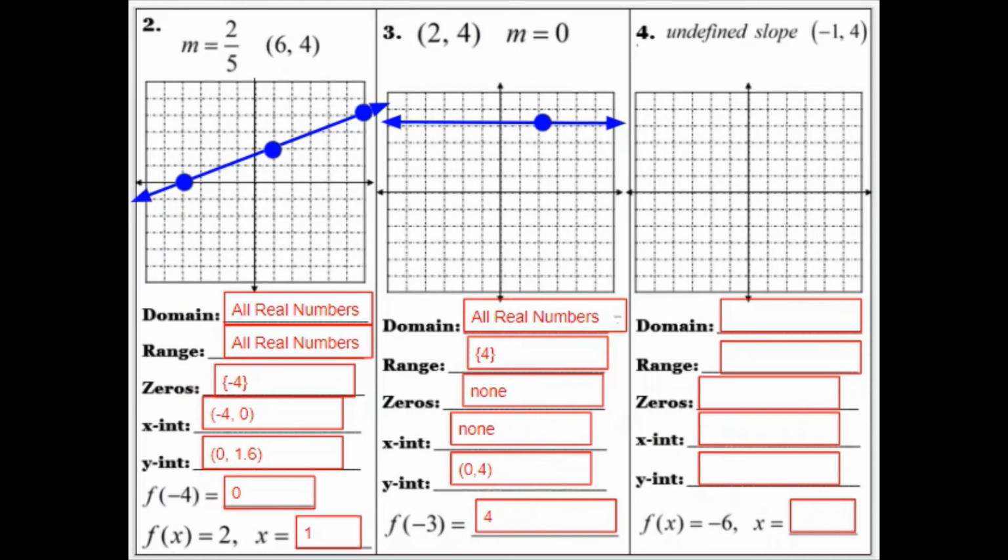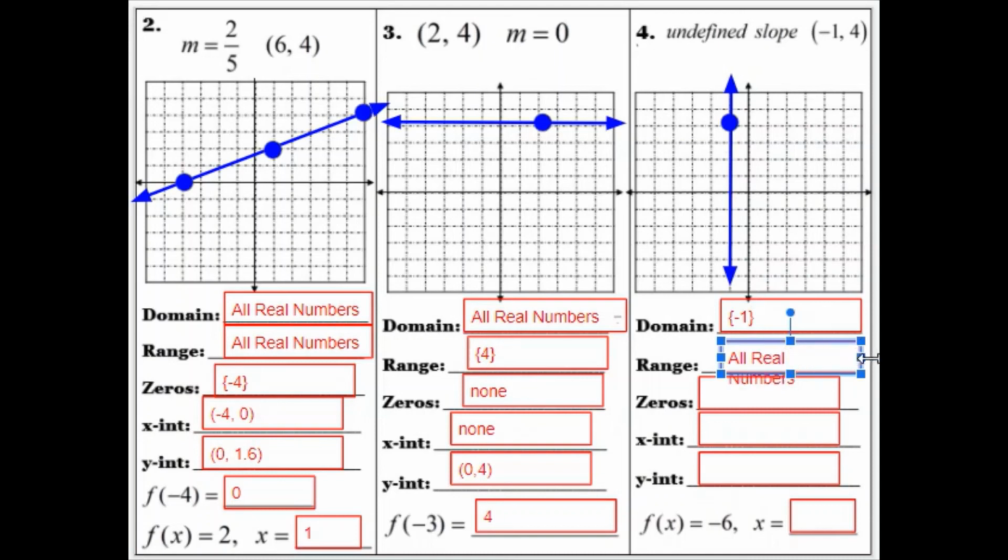And this last one here, I've got an undefined slope at -1, 4, so I'm going to plot that point at -1, 4, right about there. And when I see undefined slope, I think about vux. So a vertical line has an undefined slope, and the equation has to be x equals some number. So here's my vertical line, which means my x values, my domain this time, is just the x value of -1. My range, bottom to top, well, that's everything, so all real numbers.